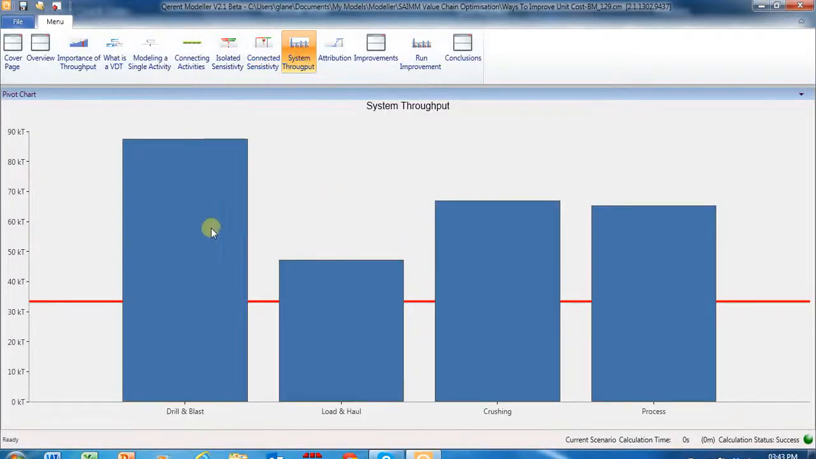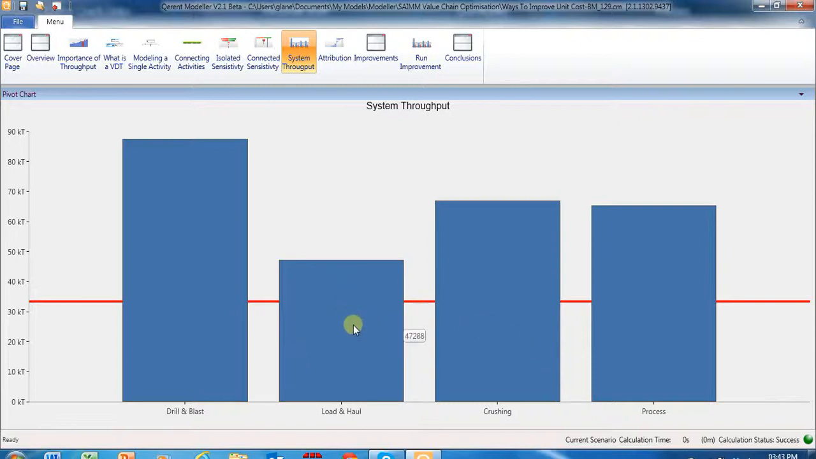So what's interesting here, this is the internal capacity of each of the activities, that internal capacity that I explained earlier. That's the drill and blast internal capacity, almost 87,000 tons, loading and hauling 47, crushing 66, processing 65. That's what each activity can do if it's not been held up by the activity up or downstream. So loading and hauling, if it wasn't being held up ever by drill and blast, that's what it can do. If it was never held up by crushing, that's what it can do.